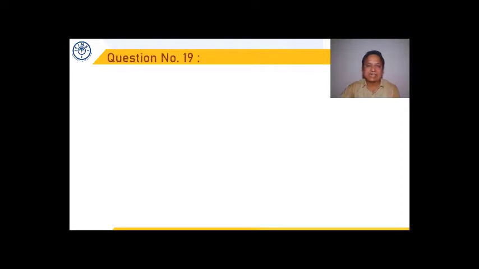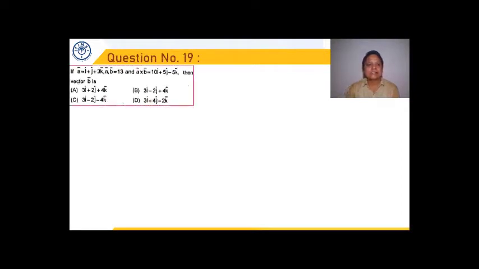Question number 19 of the handout. It says if A vector is i plus j plus 3k and A dot B is given as 13, A cross B vector is given as 10i plus 5j minus 5k, then we have to find vector B. A vector is given, A dot B is given to us, A cross B is given to us.